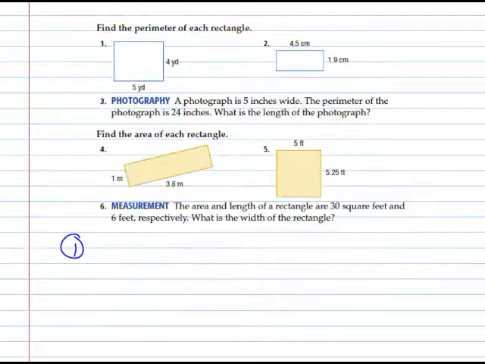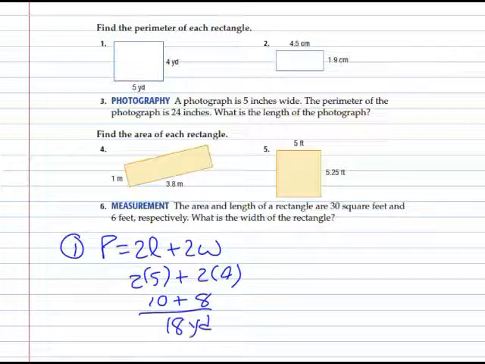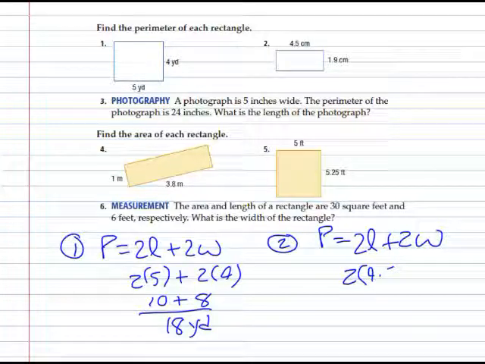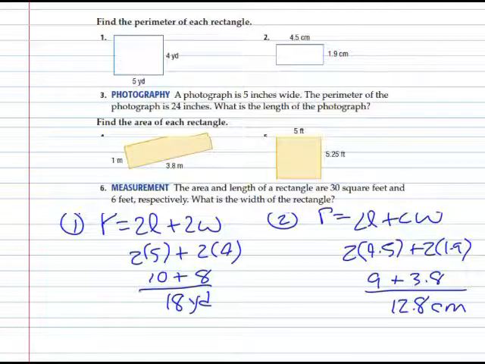Find the perimeter of each rectangle. In number 1, perimeter equals 2 times the length plus 2 times the width. 2 times 5 plus 2 times 4. 10 plus 8, 18 yards. Number 2, perimeter equals 2 times the length plus 2 times the width. 2 times 4.5 plus 2 times 1.9 gives us 9 plus 3.8, or a perimeter of 12.8, in this case, centimeters.